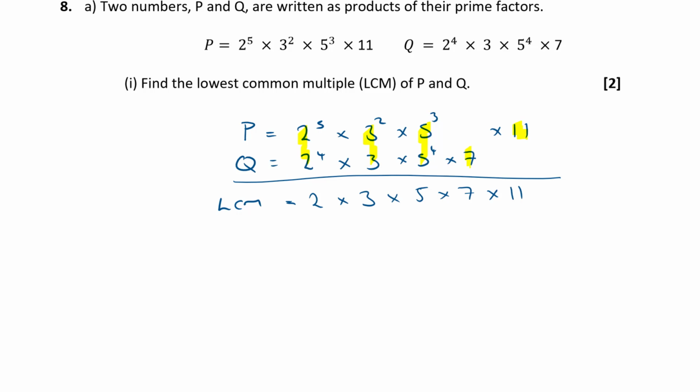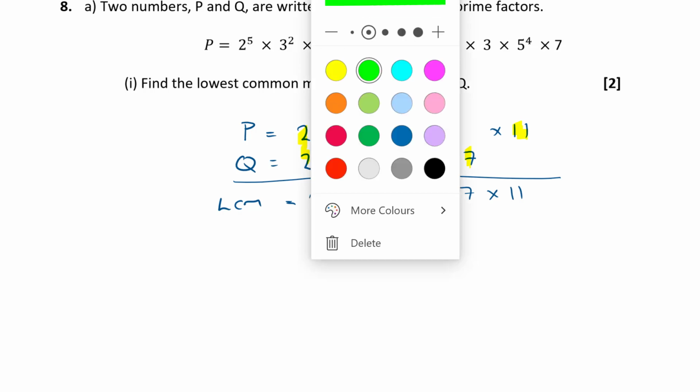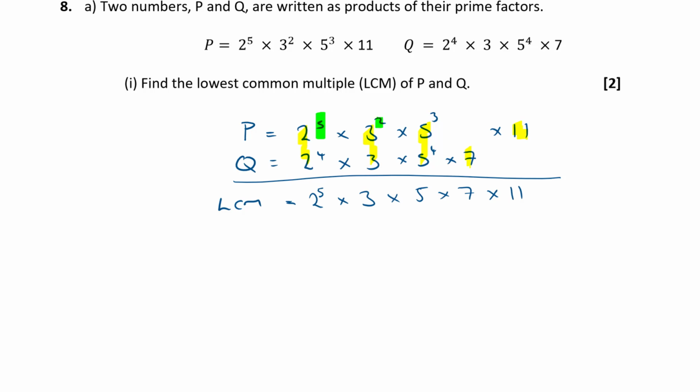Okay, and then we have to scan through and find the highest power of each number. So P has got 5 2's and Q's got 4 2's, so the highest one there is the 5. So my LCM is going to be 2 to the power of 5. Okay. P has got 3 squared, Q's just got 3 on its own, so the highest power of 3 that's appearing is the squared one. So I'm going to have 3 squared.